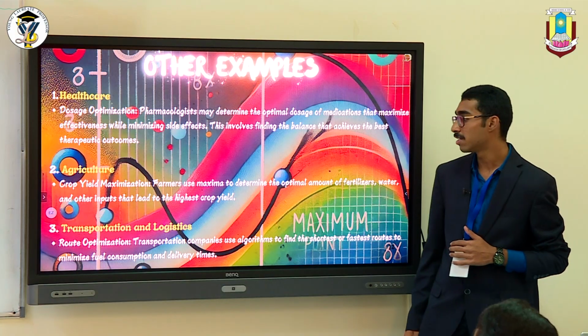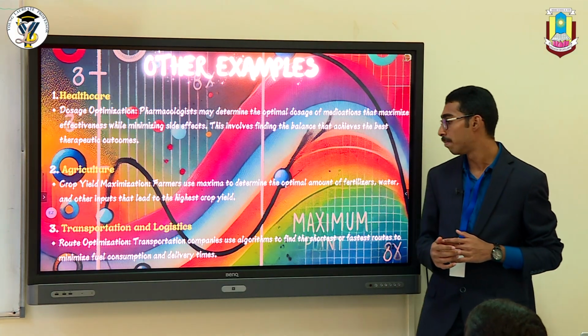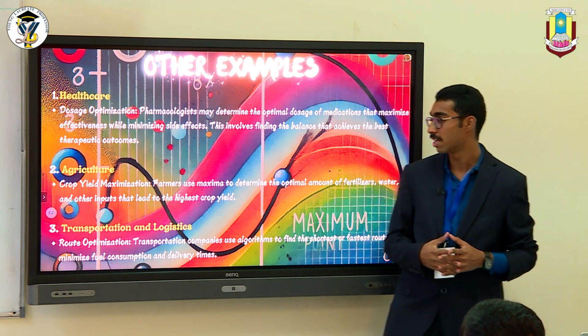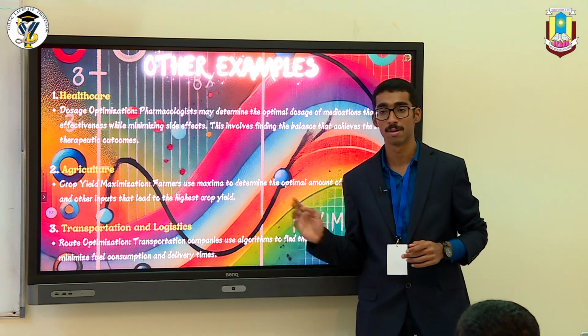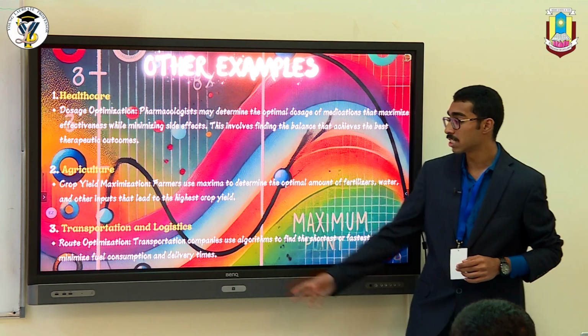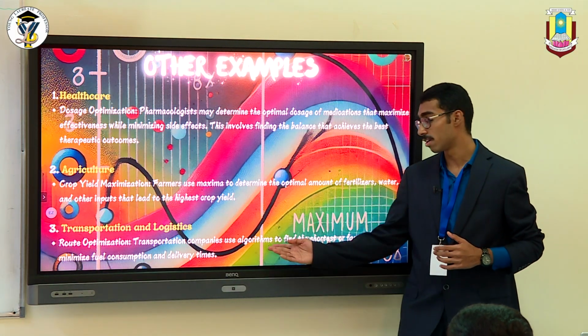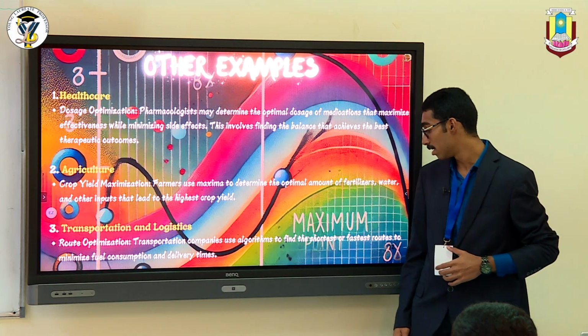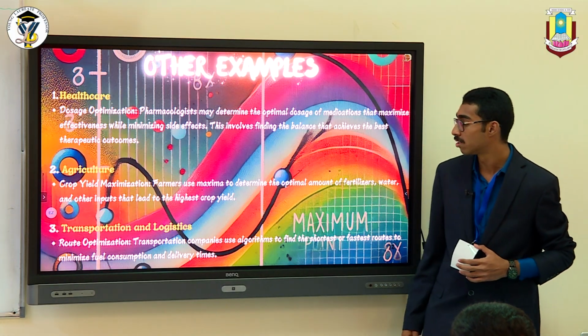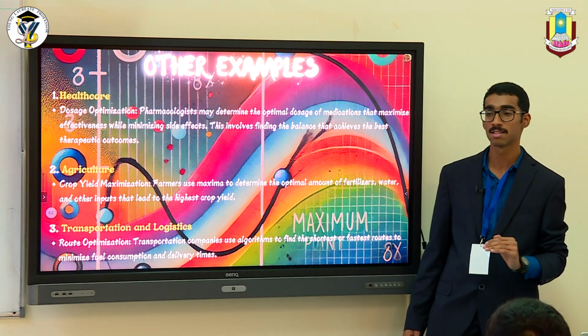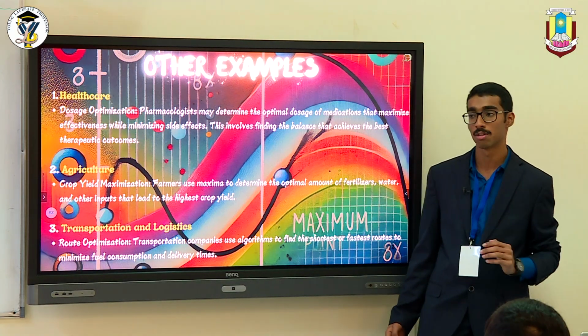In agriculture, farmers use maxima to determine the optimal amount of fertilizers, that is the minimum amount of fertilizers, water and other inputs that lead to the highest crop yield, maxima. And in transportation and logistics, transportation companies use algorithms or functions to find the shortest or fastest routes to minimize fuel consumption and delivery times. Fuel consumption should be less, and the time taken should also be less.